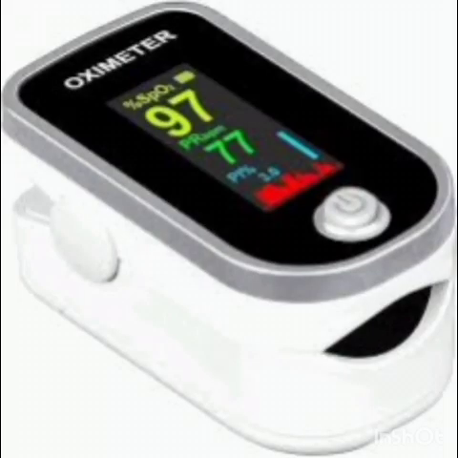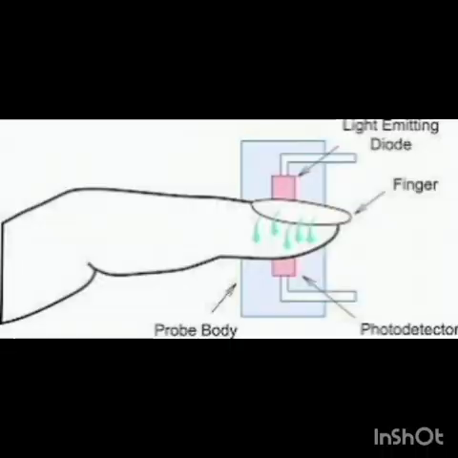Then the pulse oximetry is used to monitor oxygenation. It cannot determine the metabolism of oxygen, that is, the amount of oxygen being used by a patient.